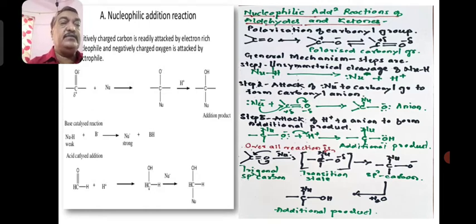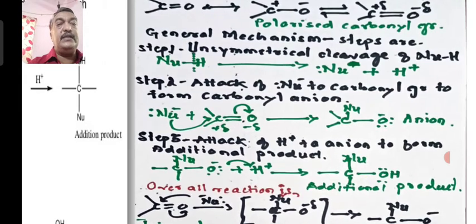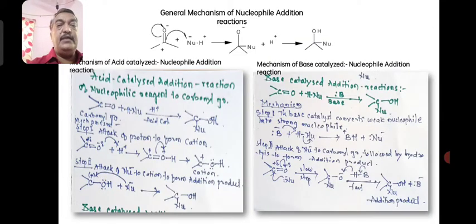This mechanism I explained last time. In step 1, there is unsymmetrical breakage of the nucleophile. In the second step, the nucleophile attacks the carbon plus site, giving an anion, and this anion is stabilized by the addition of a proton. This is called protonation. This nucleophilic addition can take place in two ways: one is acid catalyzed, and the other is base catalyzed.